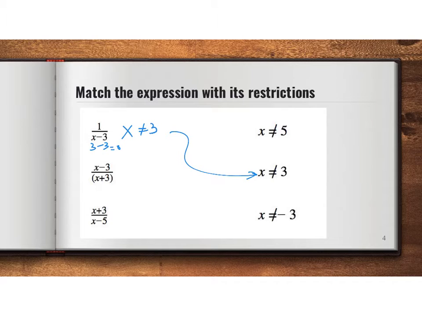In the second case, x plus 3 can't equal 0, so x can't equal negative 3. And finally, the last case, the bottom, x minus 5 can't equal 0, so x can't be 5. So that's the top one.